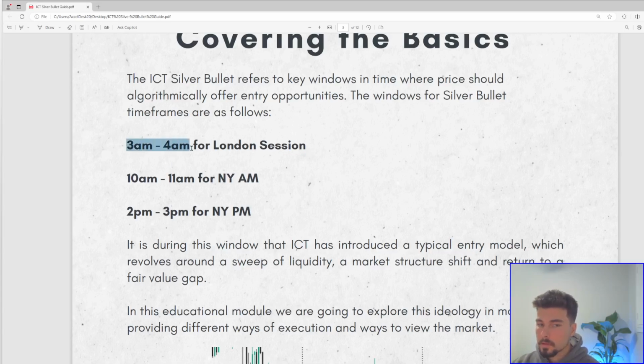Again, the Silver Bullet for the London session is 3 a.m. to 4 a.m. All these times, by the way, are New York times. So my TradingView chart is set to New York time, even though I'm from Australia. That's just the standardized time that most people use. So 3 to 4 for London session, which is what I personally trade, 10 to 11 for New York AIM session, and 2 to 3 for New York PM session.